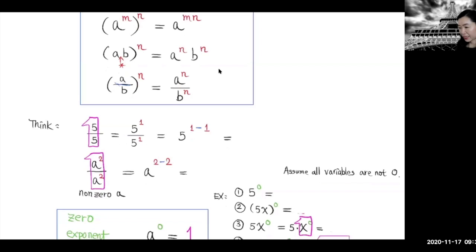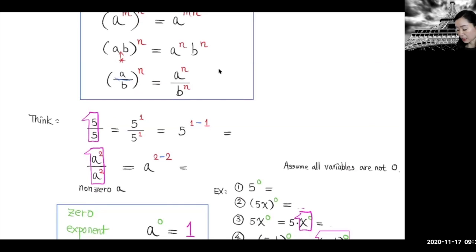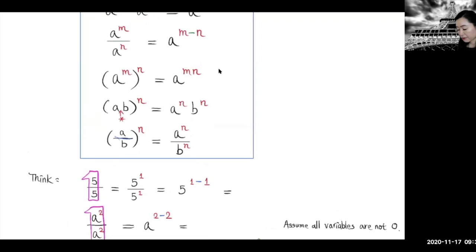Now we're going to discover another rule. We know that 5 divided by 5 is 1, right? But we can write it as 5 to the first power over 5 to the first power. According to the quotient rule, when they divide and have the same base, we keep the base and subtract the exponents. So 1 subtract 1, which is 0.